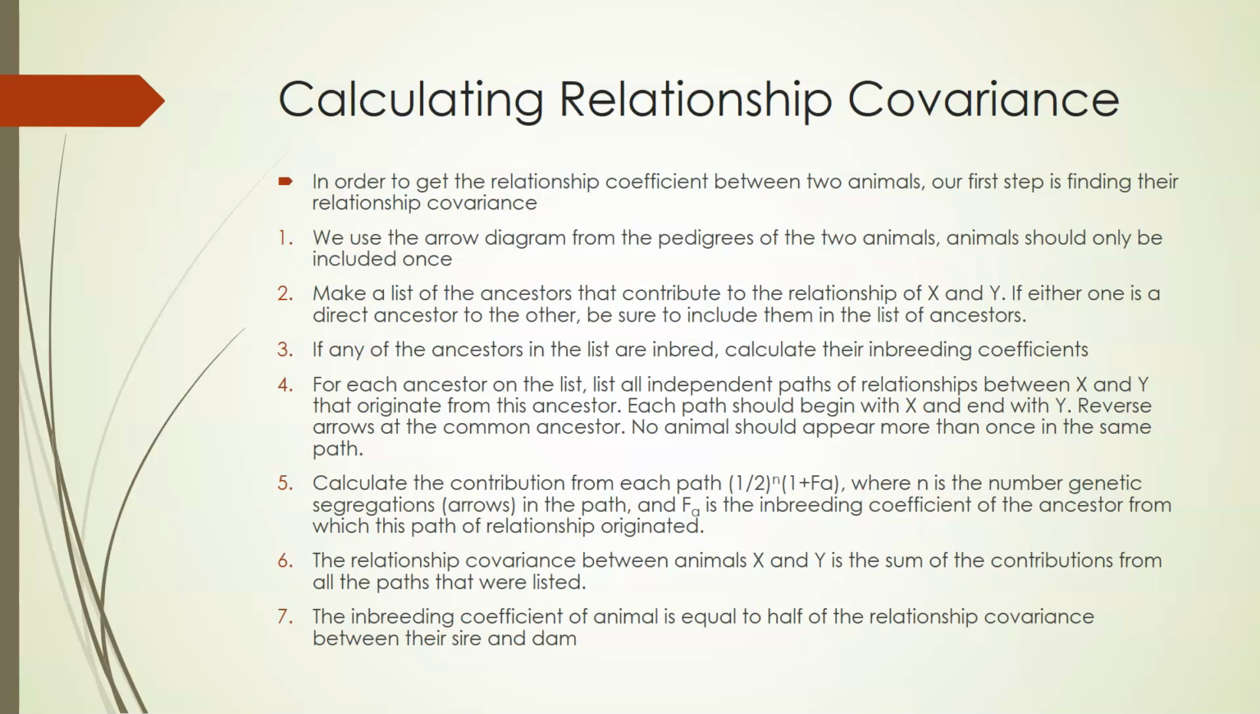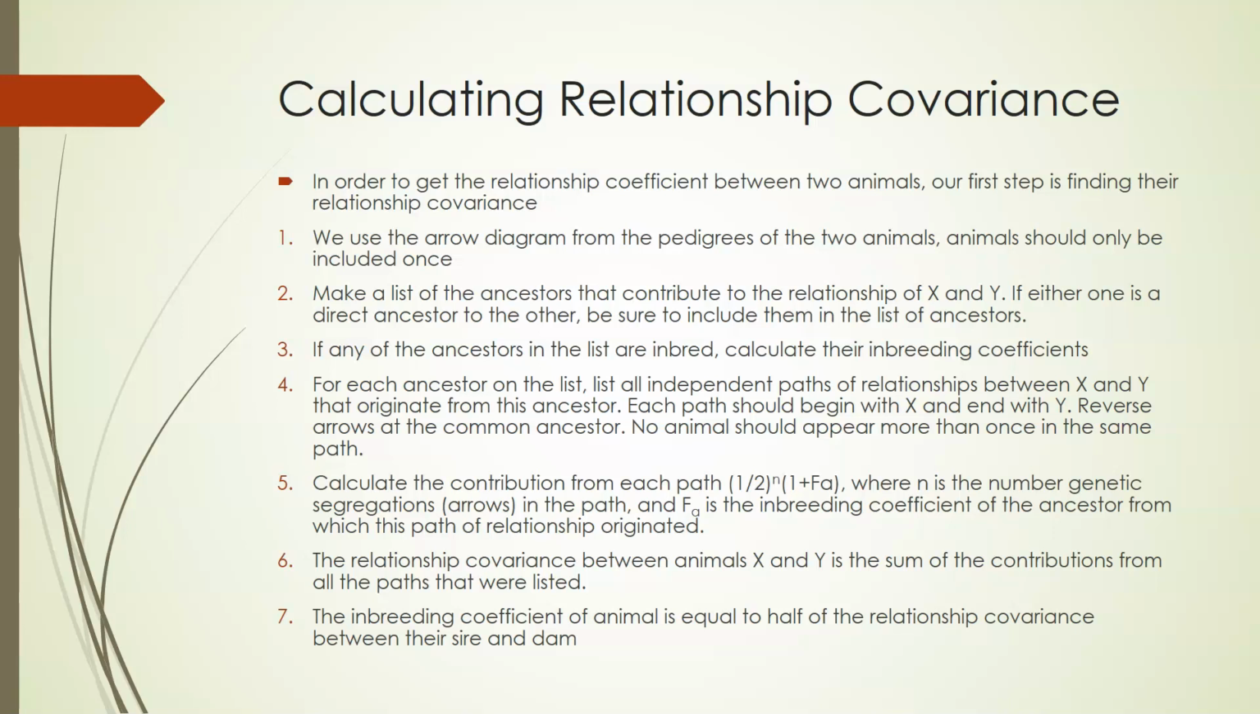If any of the ancestors in the list are inbred, we calculate their inbreeding coefficients. I do this towards the end, and I'll show you how. But for each ancestor on the list, all independent paths of relationship between X and Y that originate from this ancestor should be put on the list. Basically, when we take the pathways between X and Y, each pathway should begin with an X and end with a Y, and that ancestor should be somewhere in the middle. It's going to make more sense in a second. The arrows change direction. No animal should appear more than once in the same pathway. Then we calculate their contribution and add up all the pathways to get their relationship covariance.